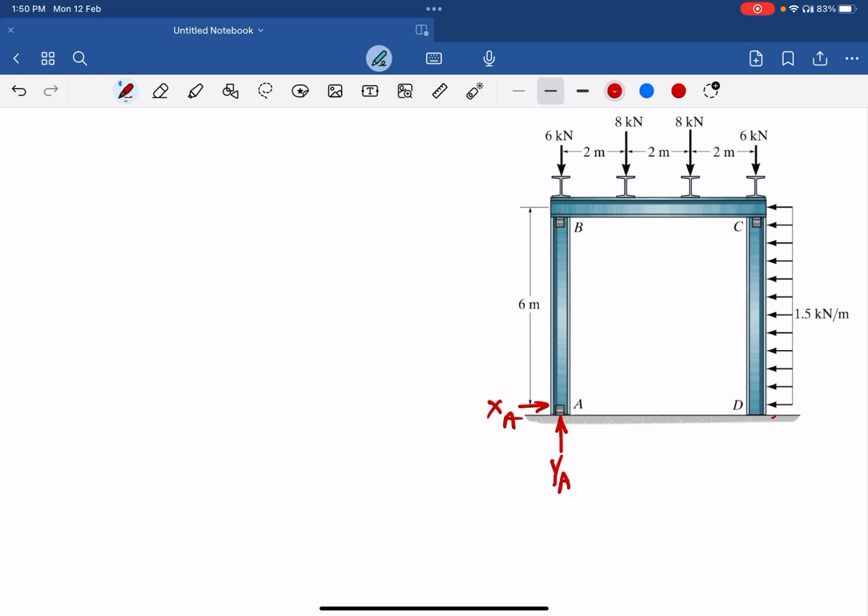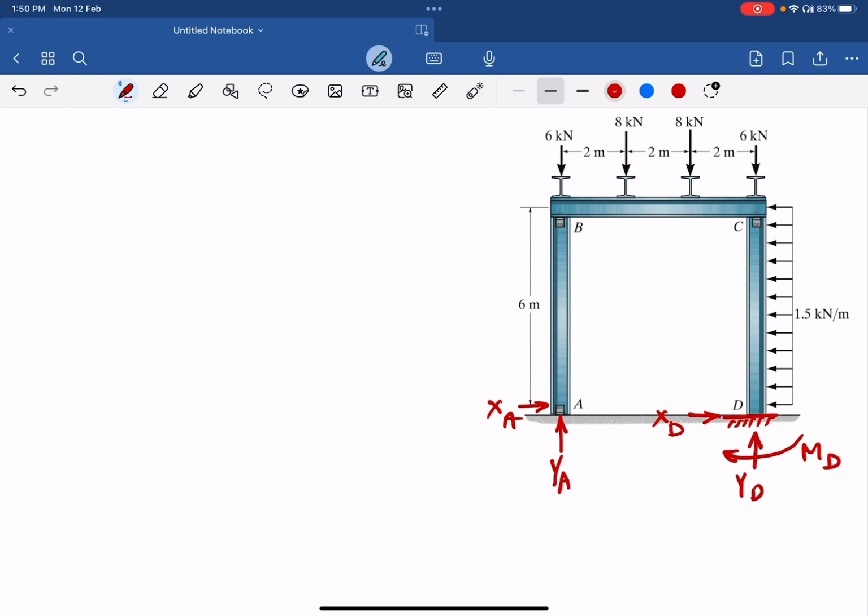We have a fixed support at D. This is a fixed support. So at a fixed support, as you all know, we have three reactions. This will be Y at D. Then we have an X at D. And there is also a moment at D.